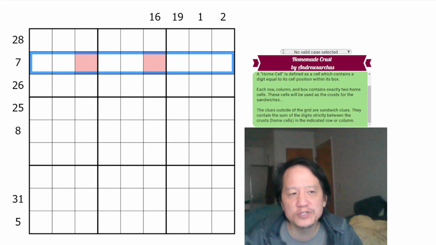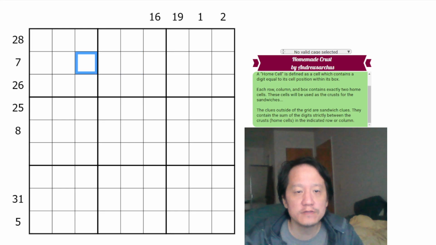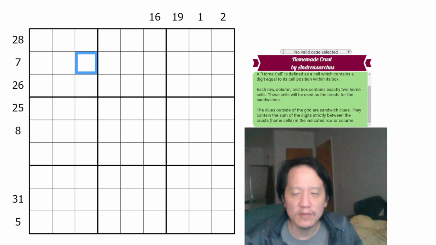Normally the sandwich clue is between the digits 1 and 9, but for this iteration, it's actually between the home cells, quote unquote, which we defined earlier. Anyways, very interesting rule set. I like it, actually. Those are all the rules. If you'd like to play along, there's going to be a link in the description. Now, I'm going to get started.